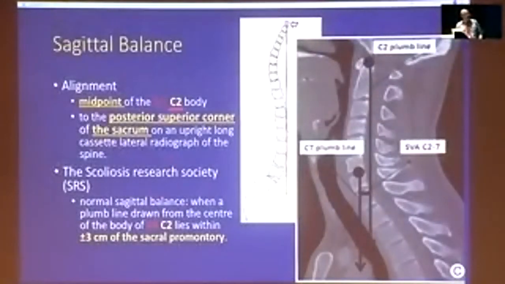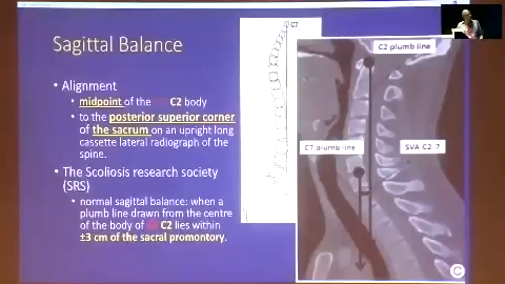So with sagittal balance, we are talking about how we can take either a C7 or C2 body midpoint.